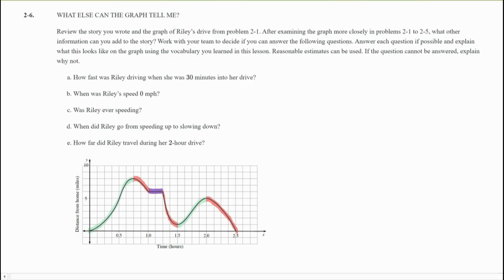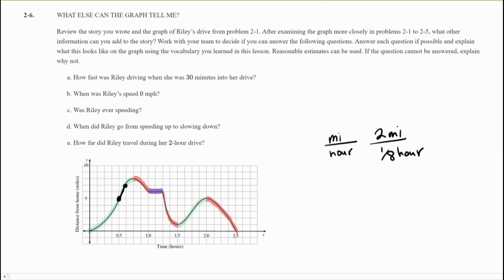So in this case here, the first one says, how fast was Riley driving when she was 30 minutes into her drive? So when I look at 30 minutes, that's right here. I'm just going to take kind of an estimate at this point right here. Speed is in miles per hour, so I'm going to do kind of the slope-ish at that point. Riley goes about 2 miles in what is this? 1, 2, 3, 4, 5, 6, 7, 8. So goes 2 miles in 1/8 of an hour.